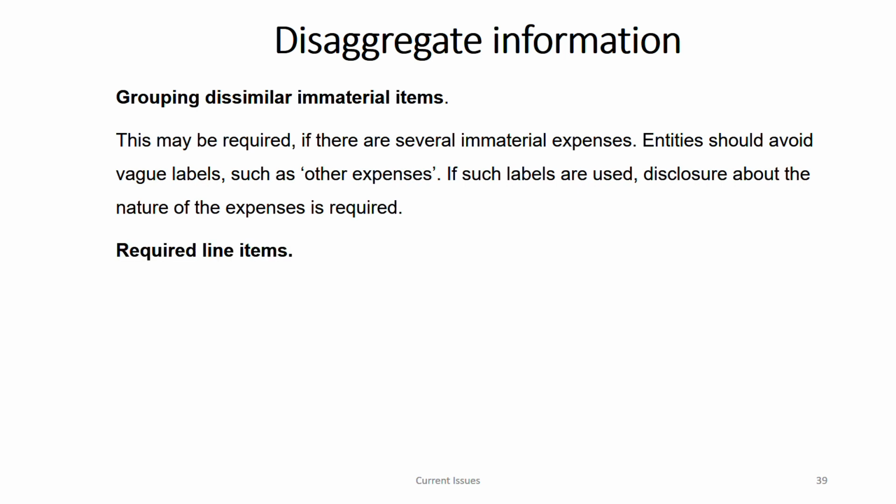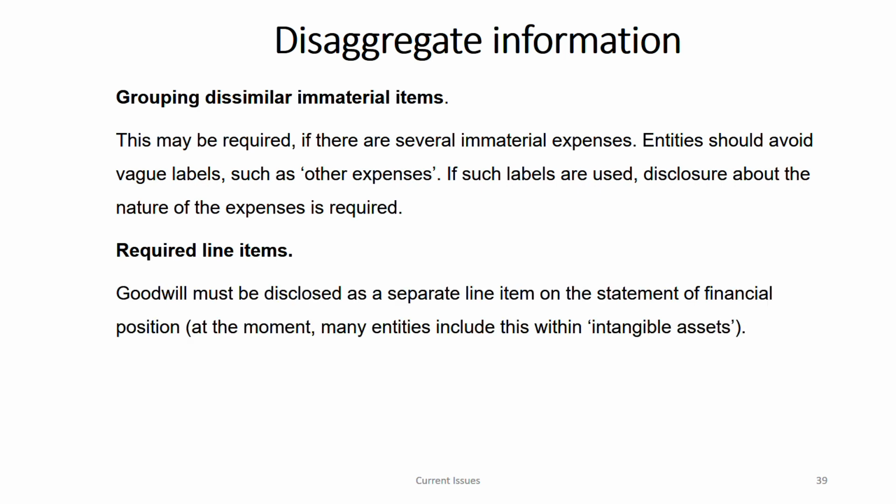Now the fourth requirement, which comes under other issues: dissimilar items. If there are any dissimilar immaterial items, if it's material, you cannot group them together. If it's immaterial, then only group. These are required line items. You need to disaggregate. You need to show it separately as a line item, one single line for this only.